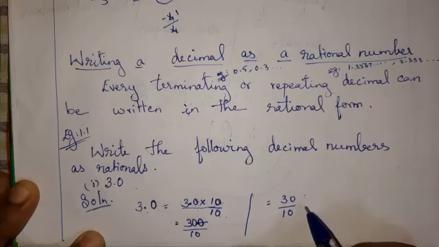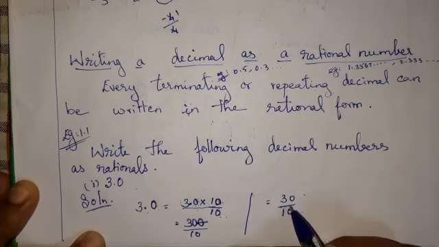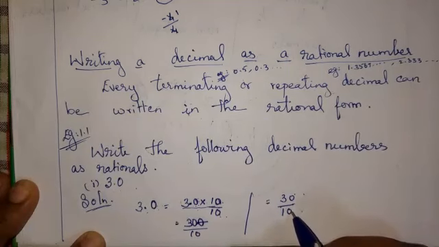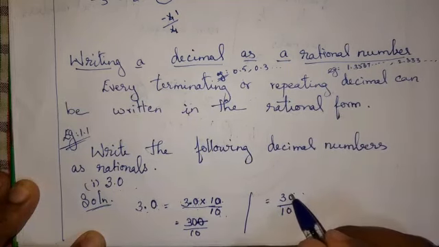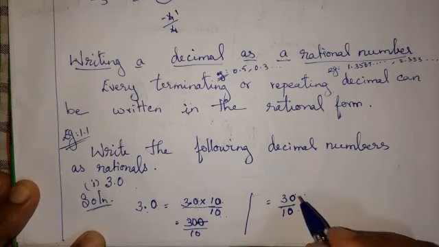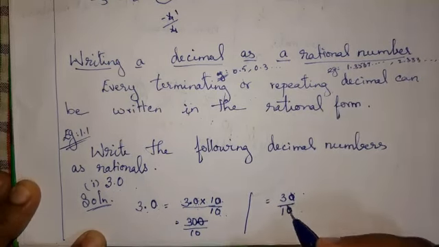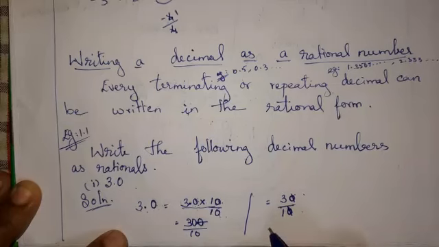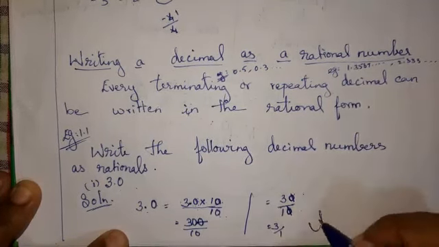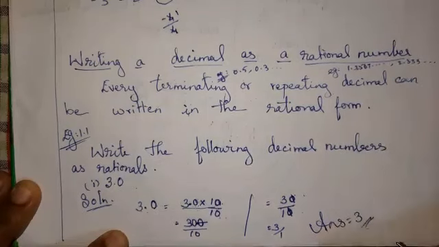That is 30 by 10. Now in the numerator you have 30, in the denominator you have 10. If the numerator and denominator end with 0, you can cancel the 0. Therefore, your value is 3 by 1. That is, your answer is 3.